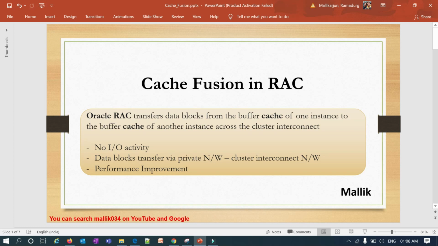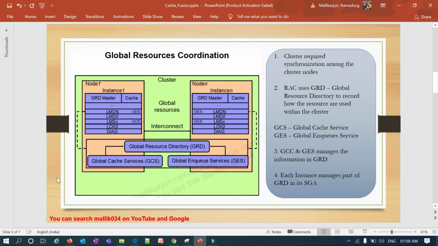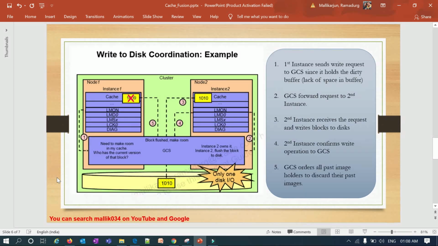And what are the advantages? There is no need for IO activity, and the data block transfer happens via the private network, the cluster interconnect, which is very high speed, so it is a performance improvement. These are a few of the advantages of cache fusion, and it also helps in internode synchronization and cache coherency between the cluster nodes. And that's it for today's session.